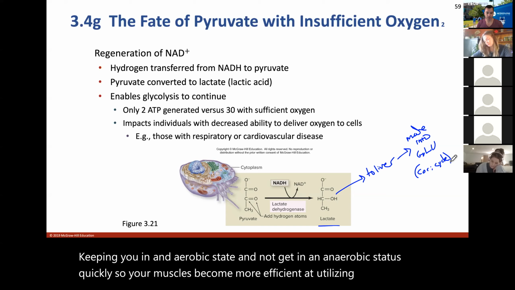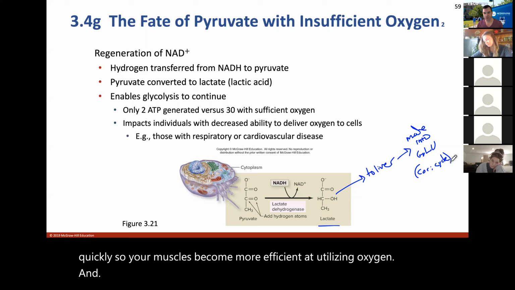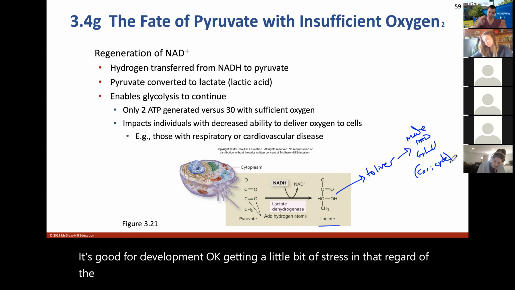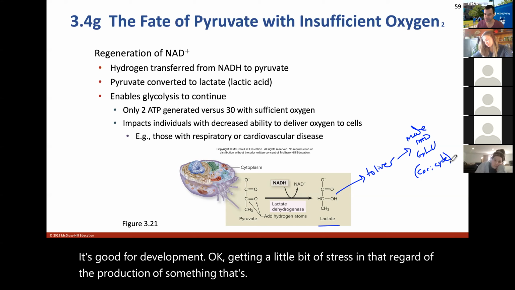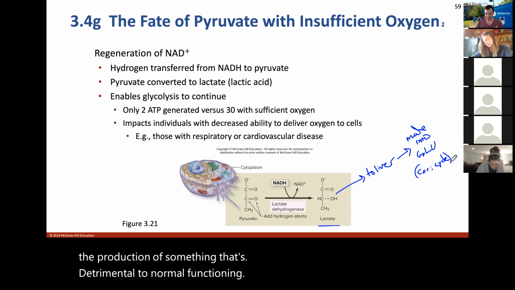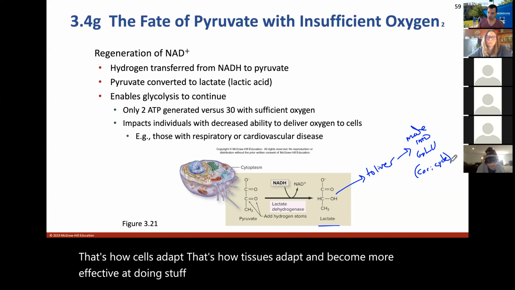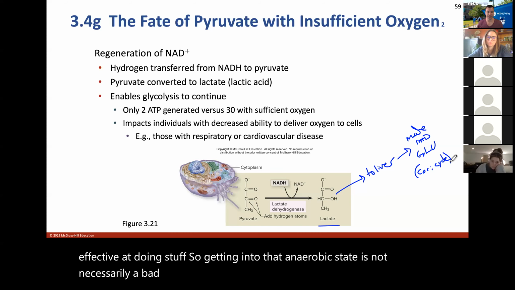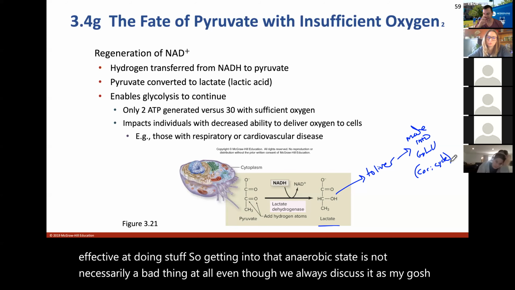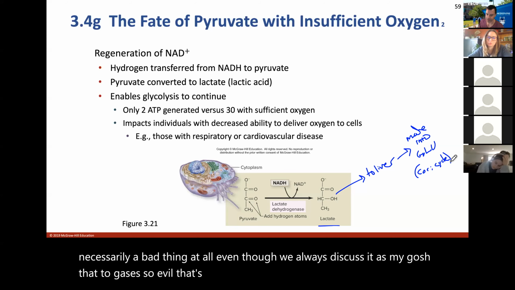Okay? And it's good for development. Getting a little bit of stress in that regard, of the production of something that's detrimental to normal functioning, that's how cells adapt. That's how tissues adapt and become more effective at doing stuff. So getting into that anaerobic state is not necessarily a bad thing at all, even though we always discuss it as, oh my gosh, lactic acid is so evil. That's not the case.